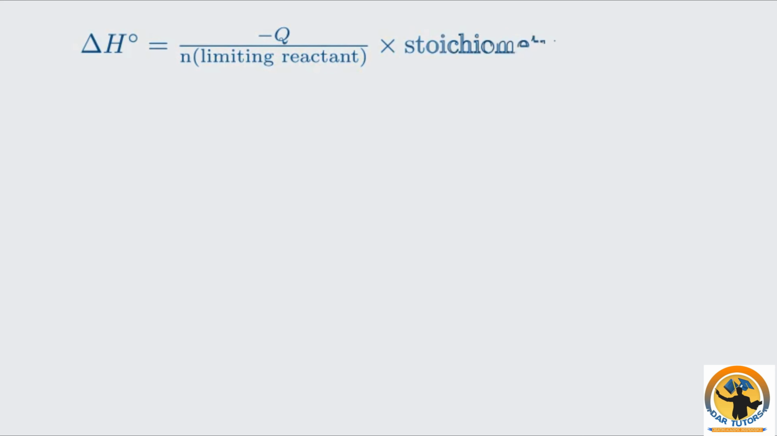We can now combine our knowledge of Q equals mc delta T and enthalpy to calculate delta H naught for a chemical reaction using experimental data. The general formula for standard enthalpy change of a reaction, delta H naught, is delta H naught equals negative Q divided by the amount of the limiting reactant in moles, all multiplied by its stoichiometric coefficient from the balanced equation. Q must be in kilojoules for delta H naught to be in kilojoules per mole.